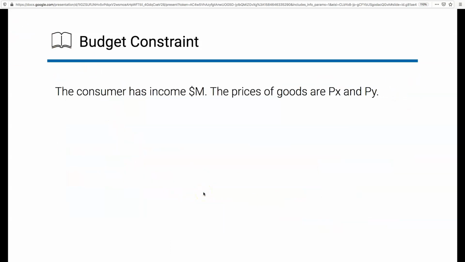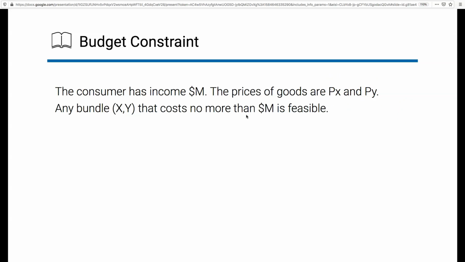Now that we've described the preferences, let's talk about the feasibility constraint. And when it comes to consumption, we'll call it a budget constraint. And so the standard assumption here is that the consumer has particular income, $M, and he's facing fixed prices. So he's a price taker, or she is a price taker in this world. The prices are px for 1 unit of x and py for 1 unit of y. And so any bundle of goods x and y that costs no more than $M is feasible.